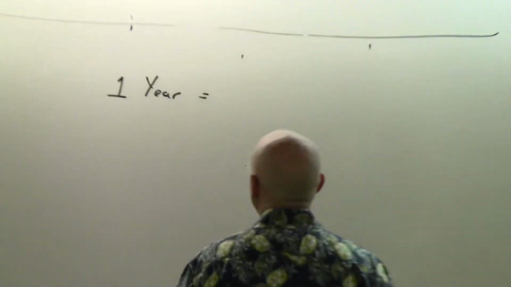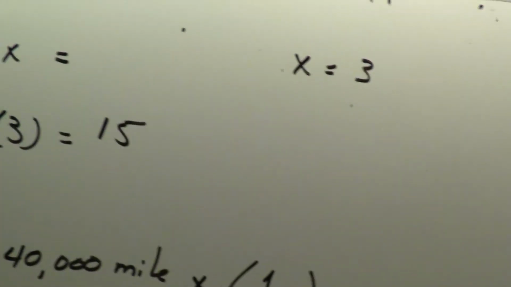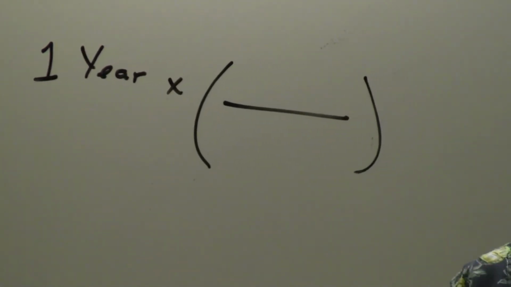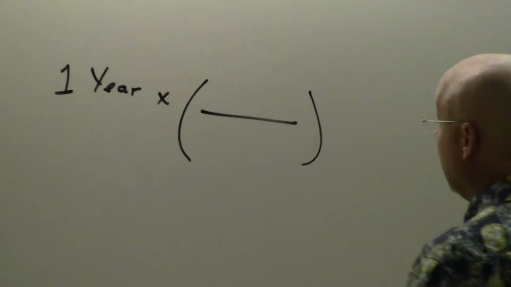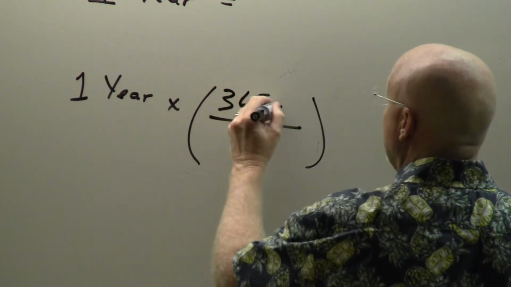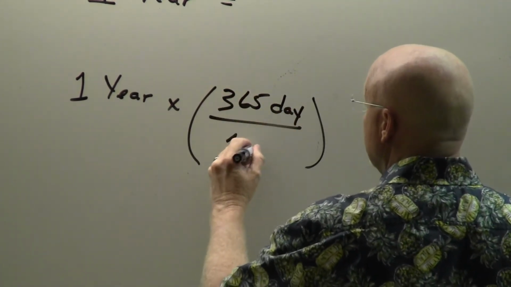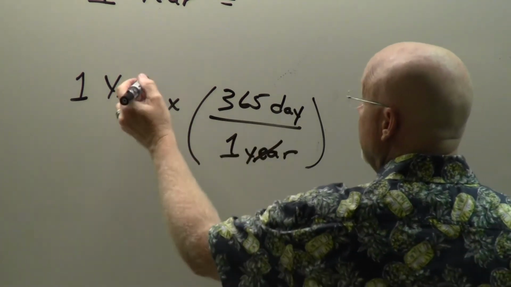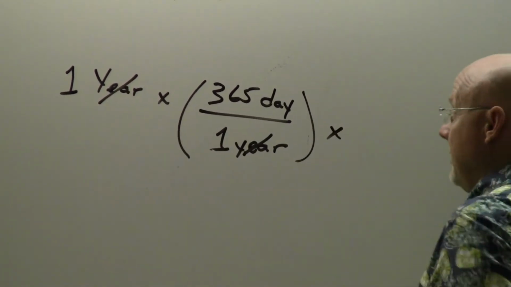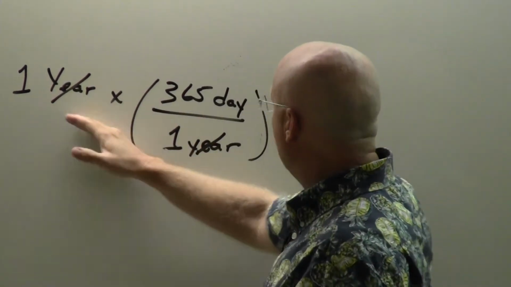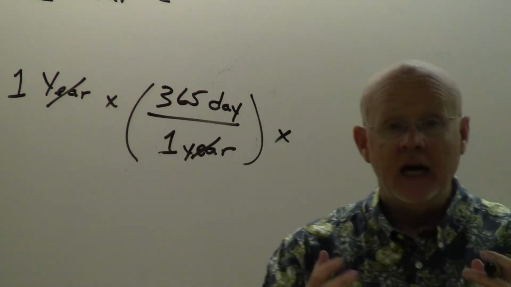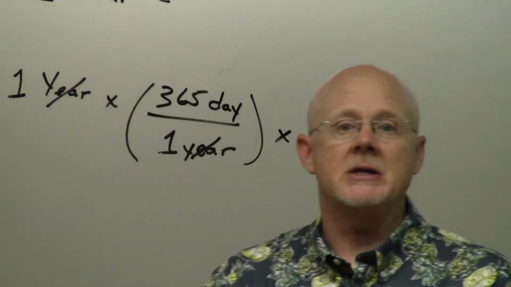And so I'm going to take 1 year and kind of do the same little thing I did. And maybe I'll do it this way here. If I multiply it by 1, I don't change anything. But if I call this a clever one, that 365 days is the same as 1 year, then year would cancel with year and you'd be left with days. And so if you just multiplied that out, you would have 1 times 365. And so you would say, okay, it's 365 days. That's how long it takes to go around.